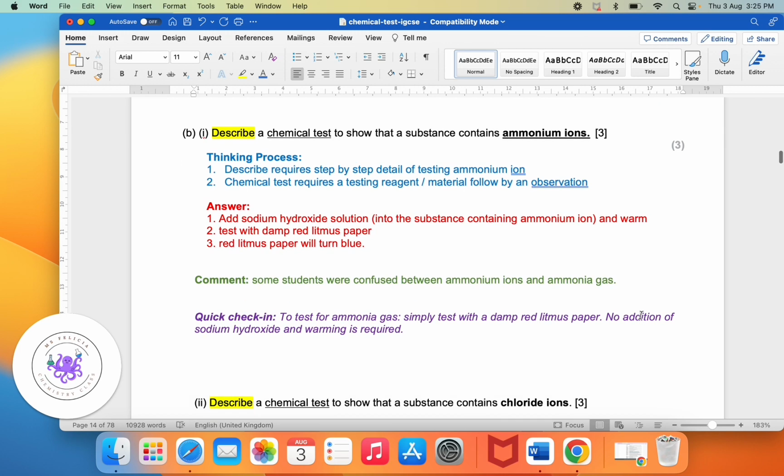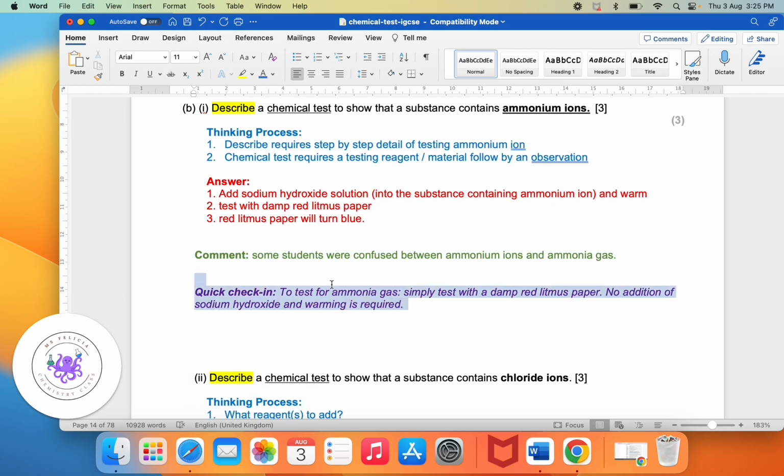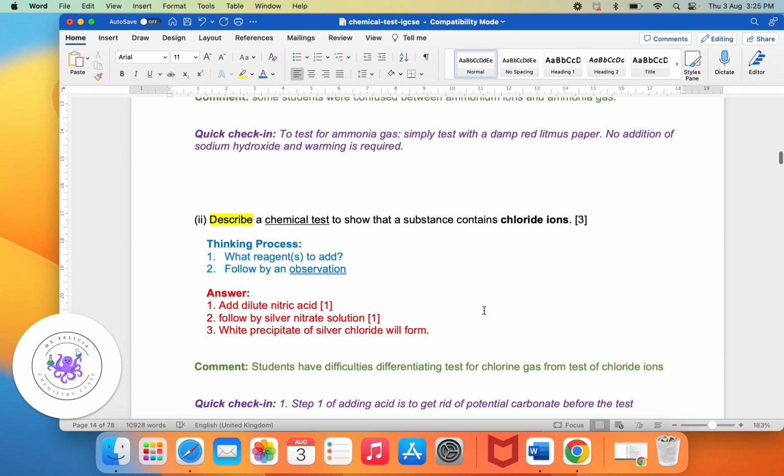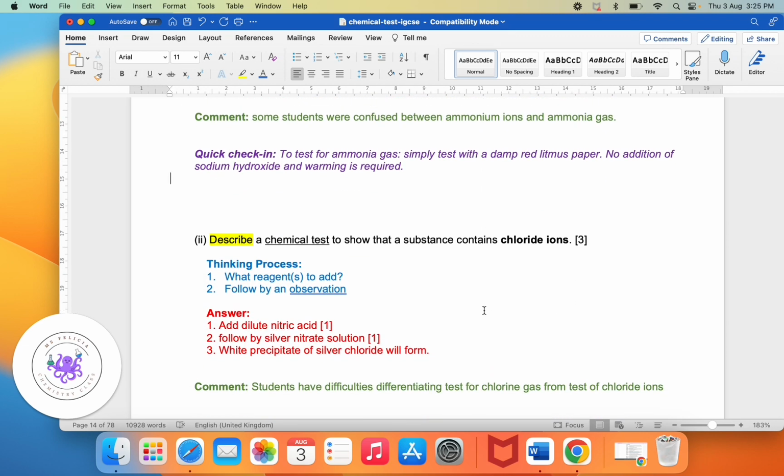For those of you wondering, how do we test for ammonia gas? Simply, we test it with red litmus paper. This red litmus again must be damp, and you don't need to add sodium hydroxide, and no warming is required. Last part here is to describe a chemical test to show that the substance contains the chloride ion.